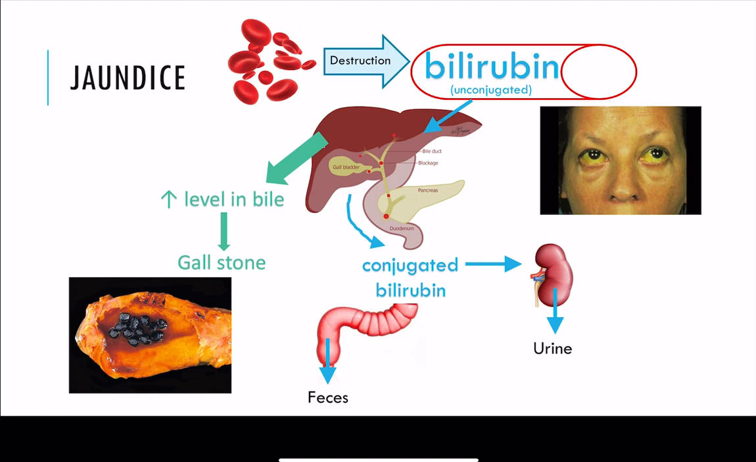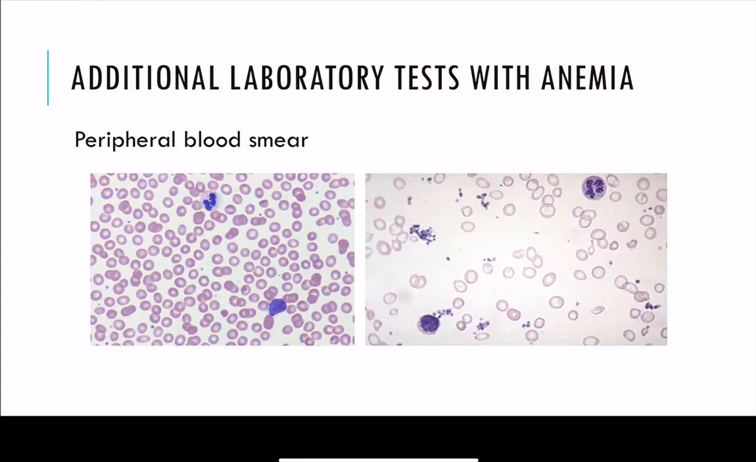So these are some outwardly facing physical symptoms of anemia. They can also do additional laboratory tests beyond just your hemoglobin and hematocrit to determine if an individual is anemic and the cause of their anemia. The first is a peripheral blood smear. On the left, you can see a normal slide. On the right, you can see an anemic slide.